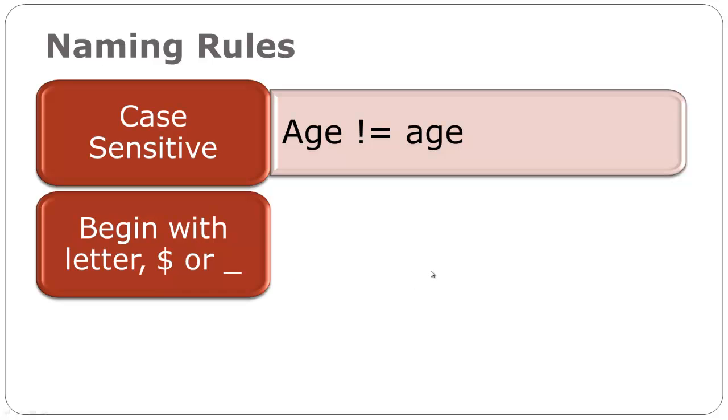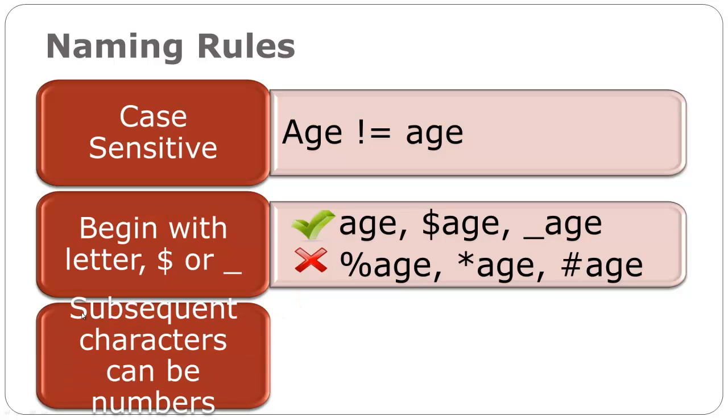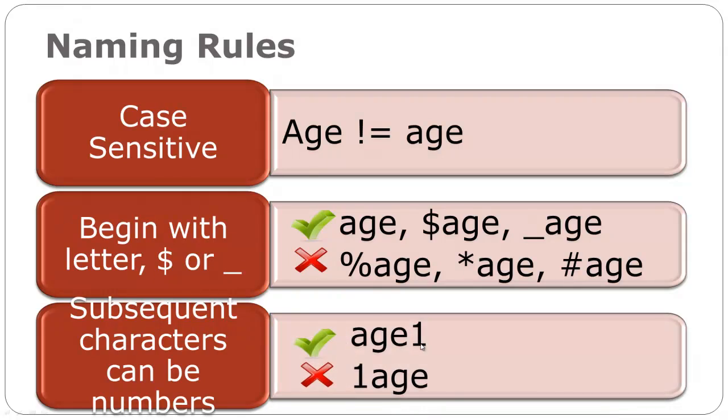Let's see a few examples. age, $age, and _age are valid names. %name, *name, and #age are invalid because they do not start with valid characters. Subsequent characters, or the second character onwards, can include a number. For example, age1 is a valid variable name. However, 1age is invalid.